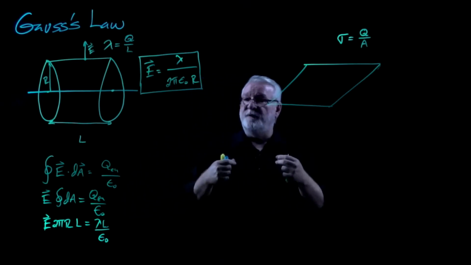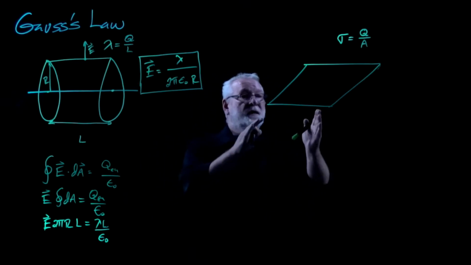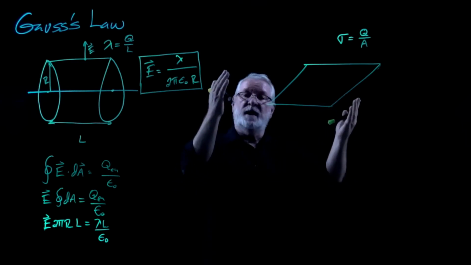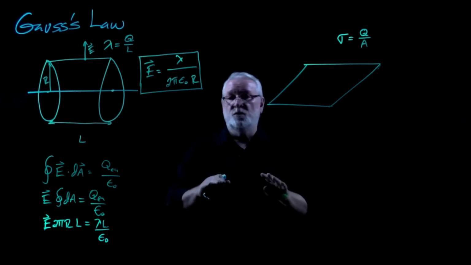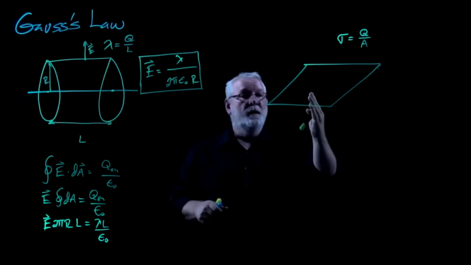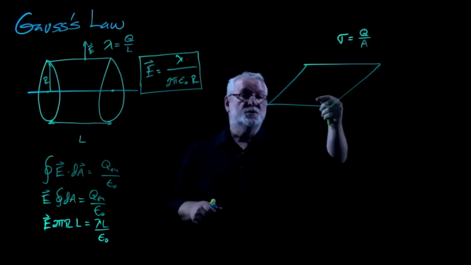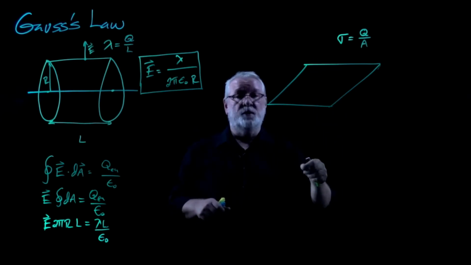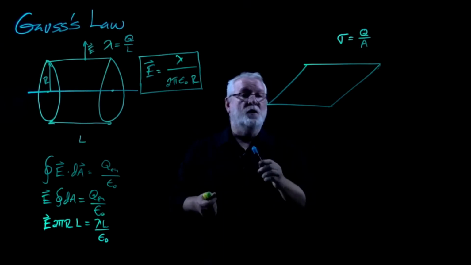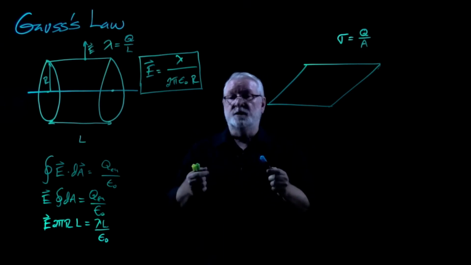We'll invent a very pleasant fiction, and that is, this plane is so large that the edge effect of the electric field lines deviating as they get near the edge, we don't have to worry about that. The electric field lines everywhere in the plane then point either straight up or straight down, and they always remain perpendicular to the plane. And that gives you a clue as to how we're going to draw our Gaussian surface.